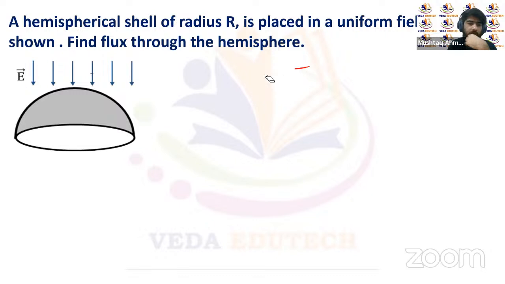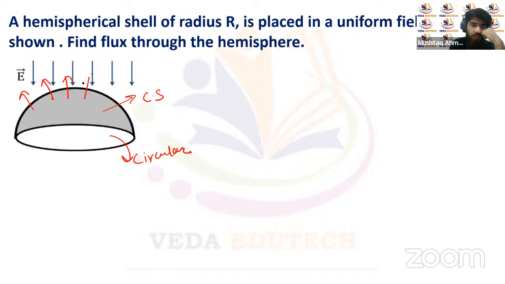You can see here that there are two areas for this hemispherical bowl. One is the curved surface area, and this is the circular area, the circular portion. Now we can see that at different points the direction of this curved surface area is different, so it will be difficult to find the flux through this curved surface area.